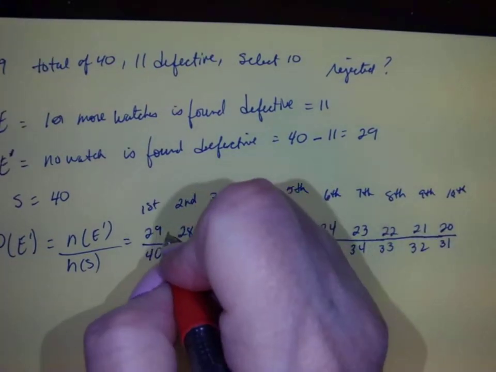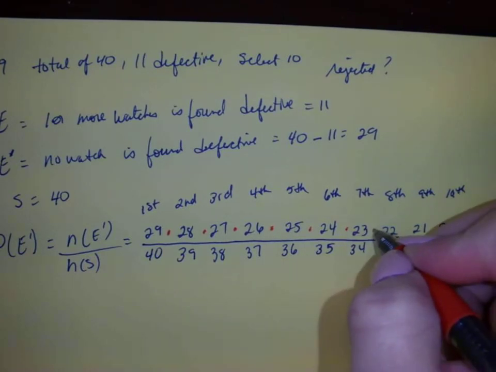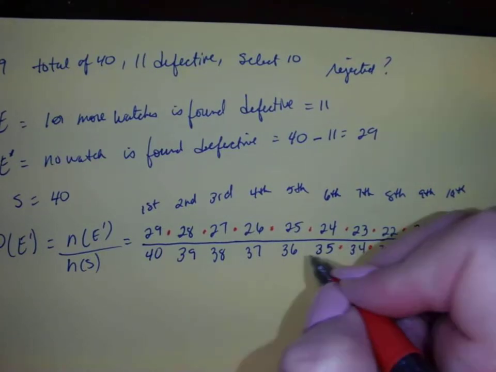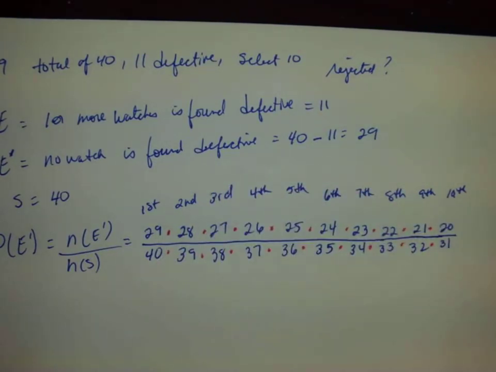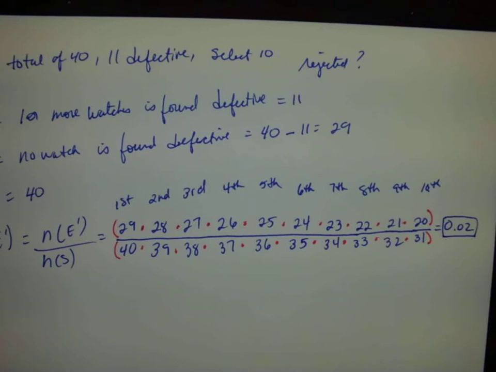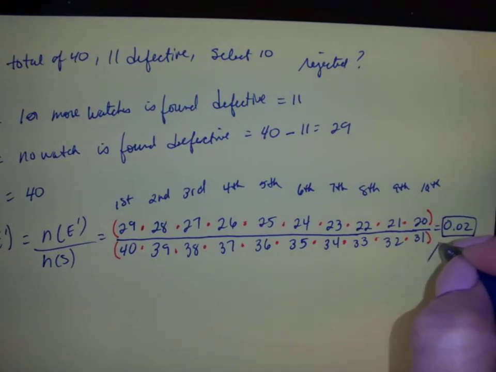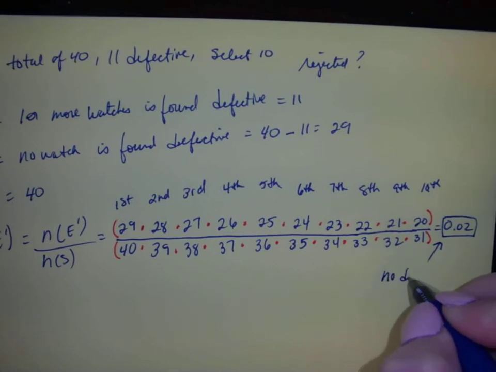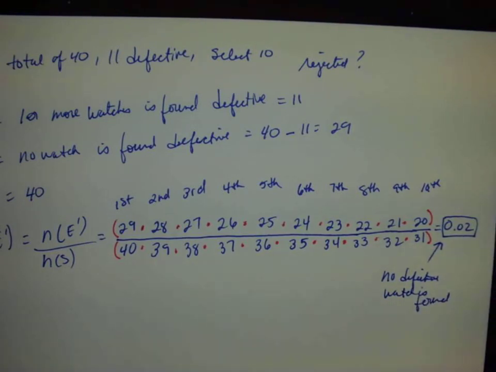Now what we're going to do with all of these numbers is multiply them. I investigated a couple of ways to do this. If you do the top and then try to divide by the bottom, it gives you scientific notation in the calculator. So what I want you to do is multiply the top inside parentheses and then divide by the bottom inside parentheses. If you do that, it'll just give you a straight answer of 0.02. Then you don't have to put that big old number divided by the big old bottom number. Okay? And this is the probability that no defective watch is found. Okay? 0.02.